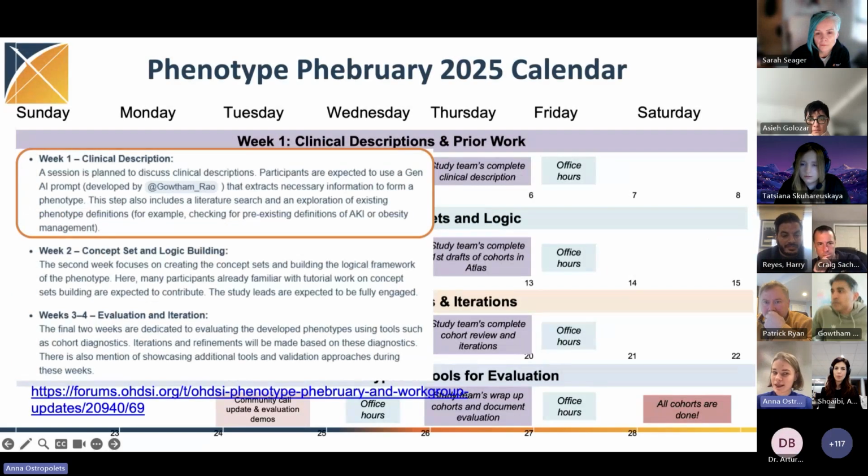During week 1, we planned to focus on defining what the study leads need in terms of their phenotypes. To help them with that, week 1 was focused on creating clinical descriptions for all of the clinical ideas that the study leads and their teams want to incorporate in their research. Now I will show you a couple of stats and examples from these clinical descriptions.